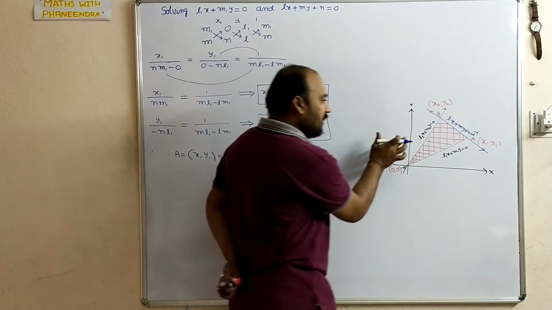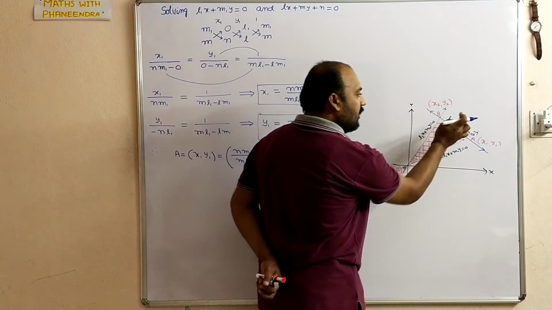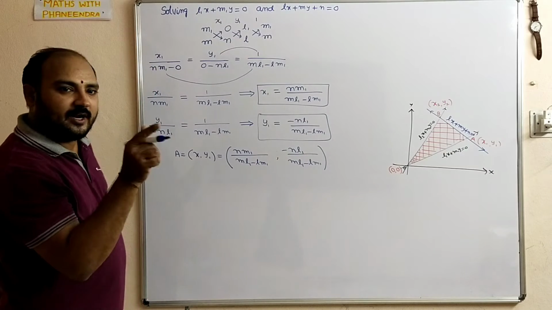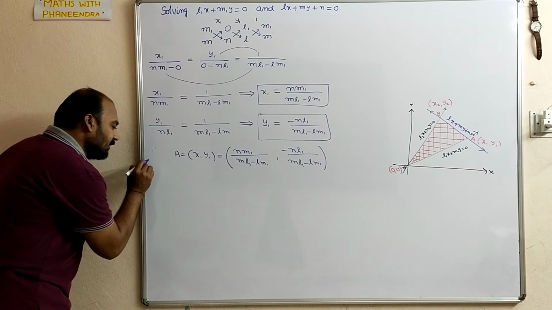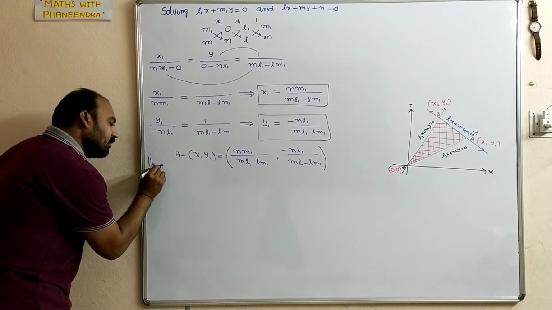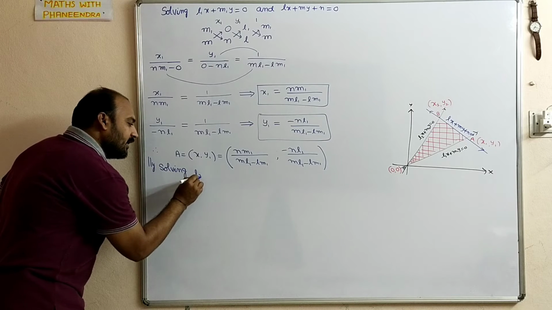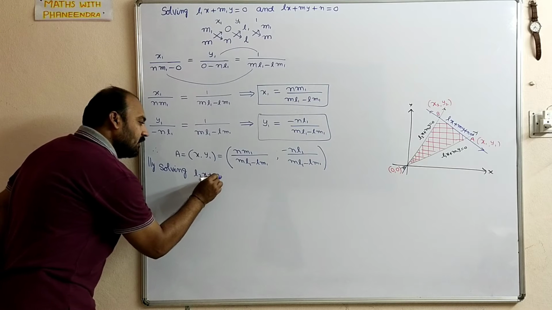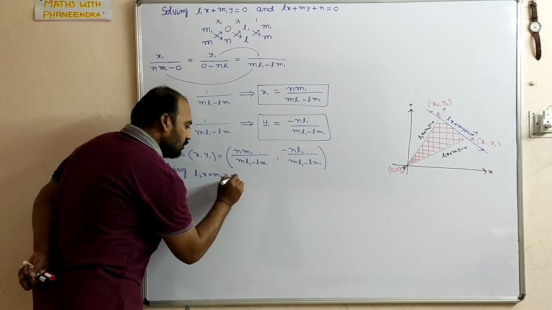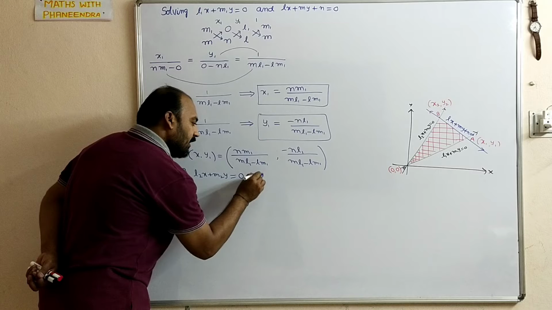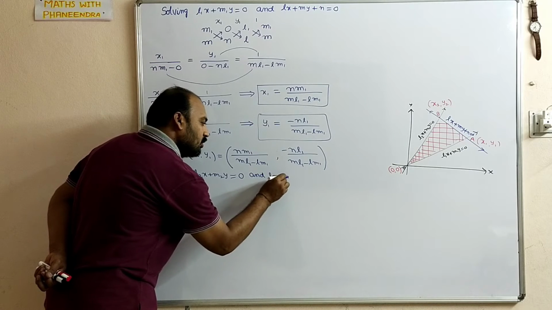Similarly, solving L2x plus M2y equal to 0 and Lx plus My plus n equal to 0, you will get x2, y2. Similarly, solving L2x plus M2y equal to 0 and Lx plus My plus n equal to 0.